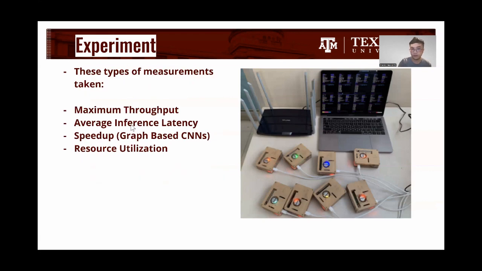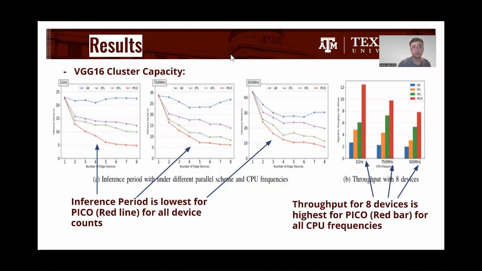And then there are several measurements taken, such as the maximum throughput, average latency, speed up, which only applies to graph-based CNNs, as well as resource utilization. And here are the results for the VGG16 cluster capacity. And so we can see that the red line, which is Pico, has the lowest inference period out of any of the 4 models tested. And so you can see that this is true for all numbers of edge devices from 1 to 8.